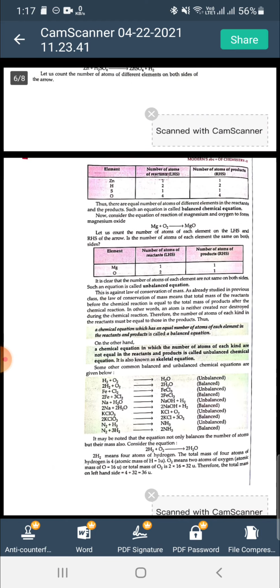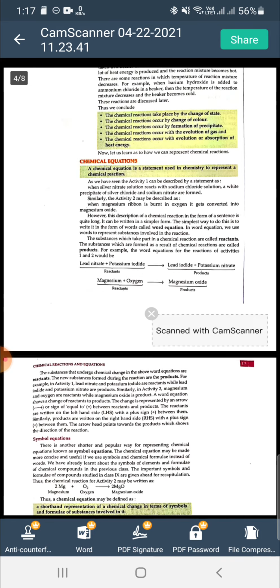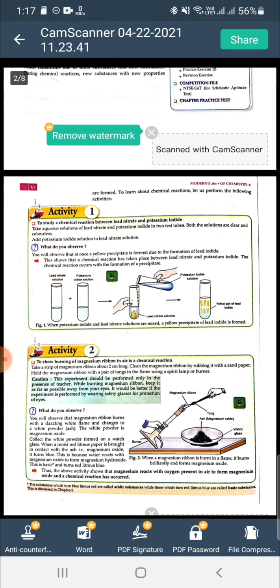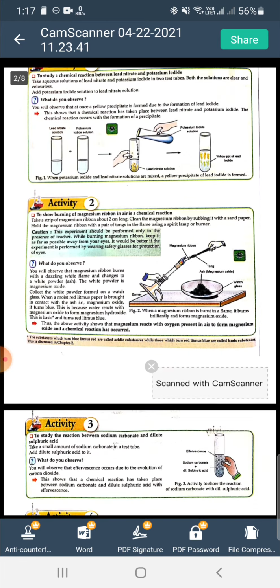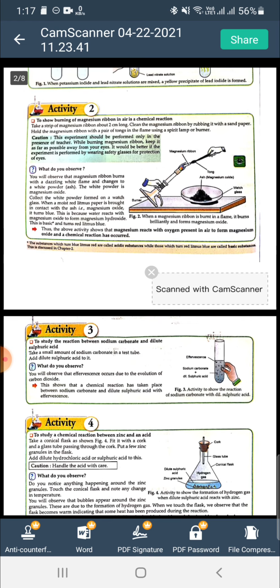So the next topic is balancing the chemical equation. We will do it in the next lecture. So for today the lecture is over. We will do these activities in the next lecture in the chemistry lab. So thank you.